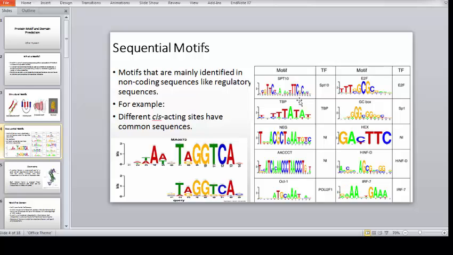Similarly, TBP, which is TATA box binding protein, can bind only TATA box cis-acting sites. So the sites should have TTT, TAT. These are 3 important residues that should be present in the promoter region for TATA binding protein interactions.